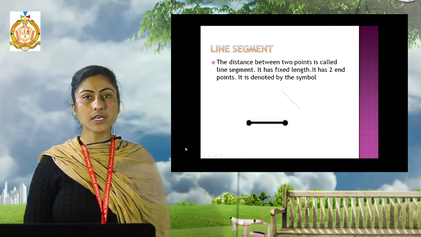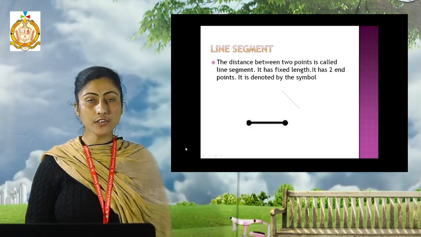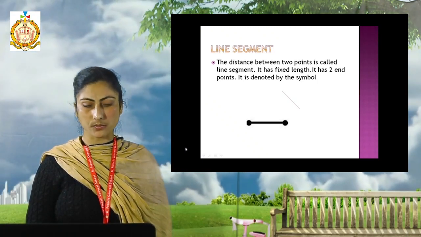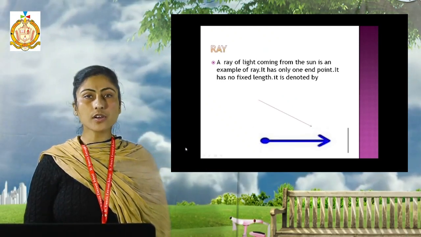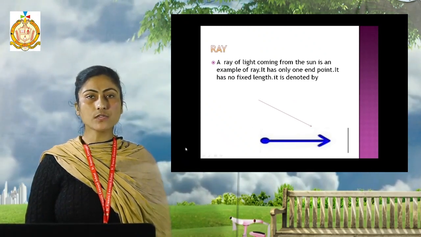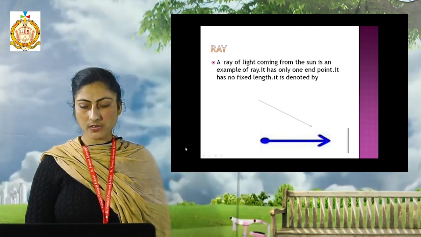Next is line segment. The distance between 2 points is called line segment. It has definite length, it has 2 endpoints, and it is denoted by the given symbol. Next is ray. A ray of light coming from the sun is an example of ray. It has one endpoint, it has no fixed length, and it is denoted by the given symbol.